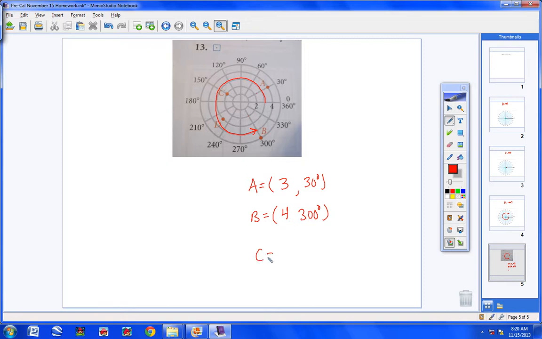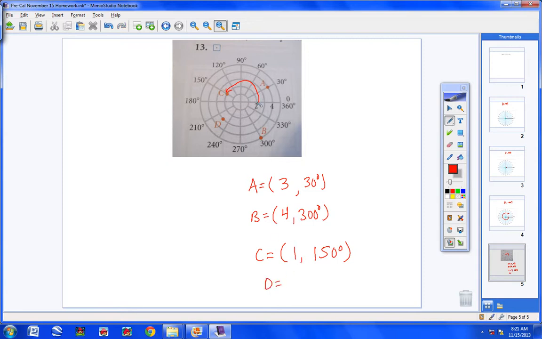Okay, letter C. For letter C, I would rotate right here, which is 150 degrees, and then this would be the positive part of my ray, and this would be the negative part down here. I'm at 1, so positive 1, so 1, 150.